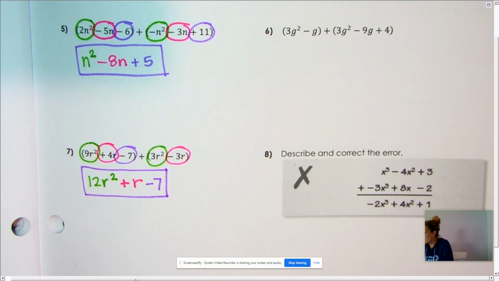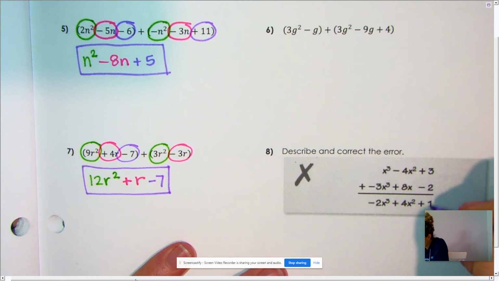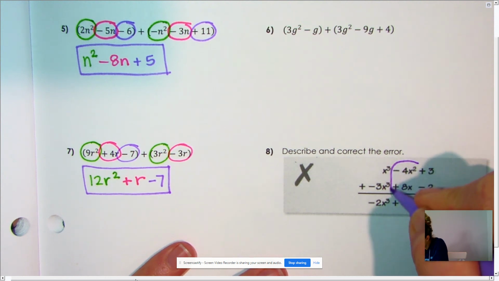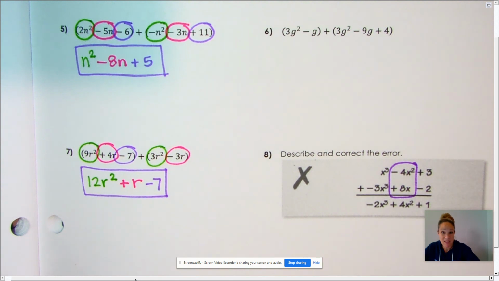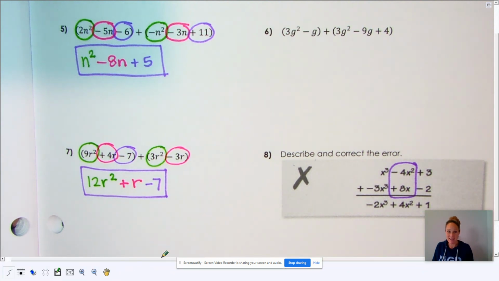If you look at question number 8, it says describe and correct the error. So I'm not going to give anything away, but I'm going to give you guys a hint. Those ones look like they put like terms. Those ones are like terms, but here's a question. Are those like terms? Can you put an x squared together with a regular x and just add them up or subtract them? You cannot. So see if you can figure out what their mistake was and what the right answer should be. So that's it for your 10.1 notes, and I will see you guys next time.